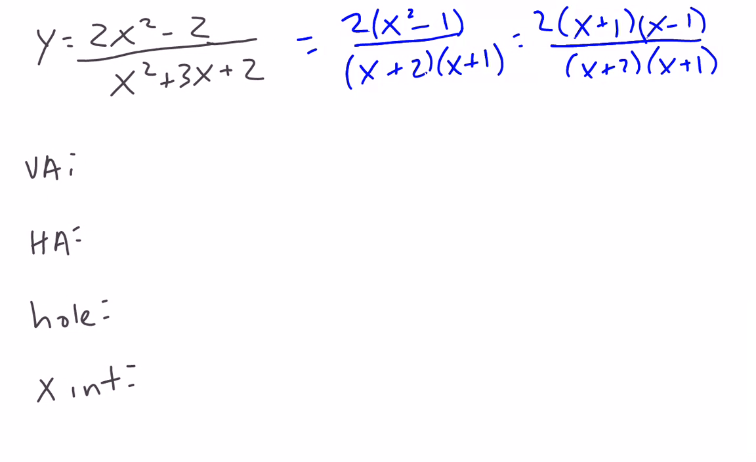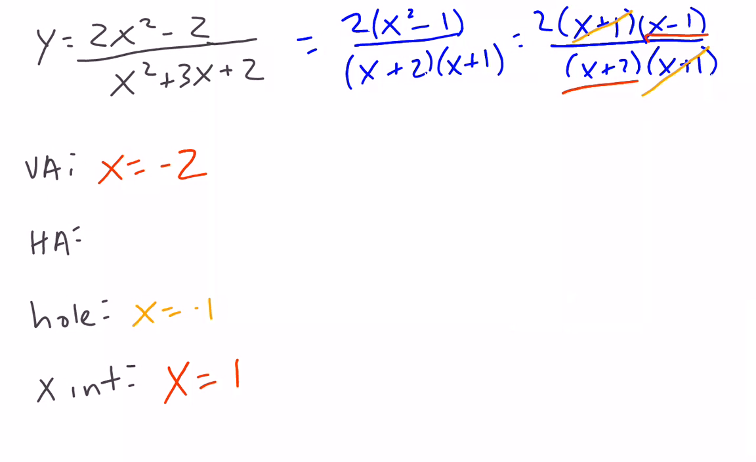Okay, so a hole is what I look for first. There is an x plus 1 in the numerator and denominator, so that means I have a hole at x equals negative 1. Then what I have left in the denominator is an x plus 2, so that means I have a vertical asymptote at x equals negative 2. In the numerator, I have an x minus 1, so that means my x-intercept is at x equals positive 1.